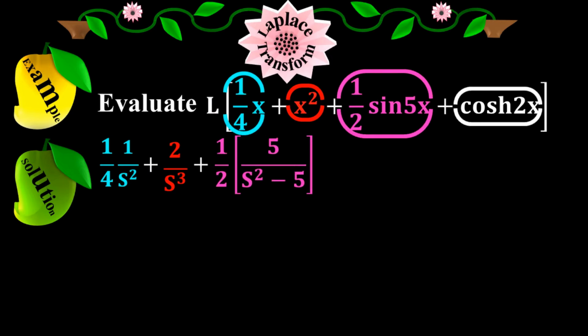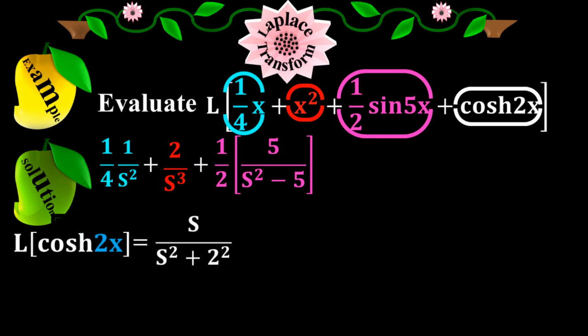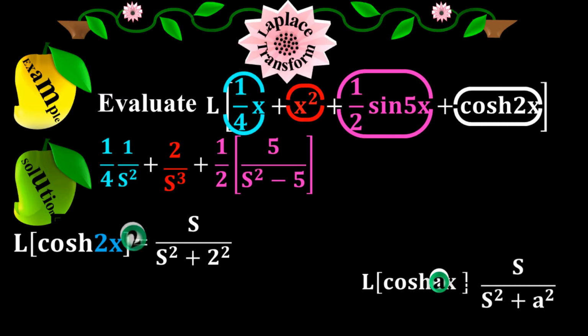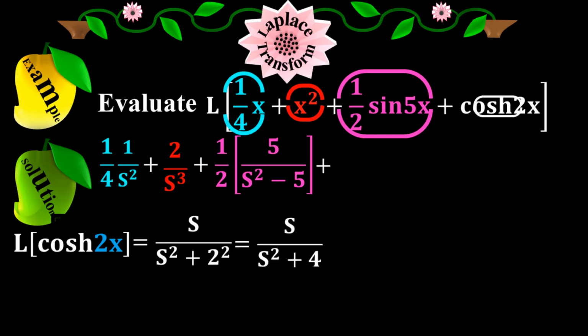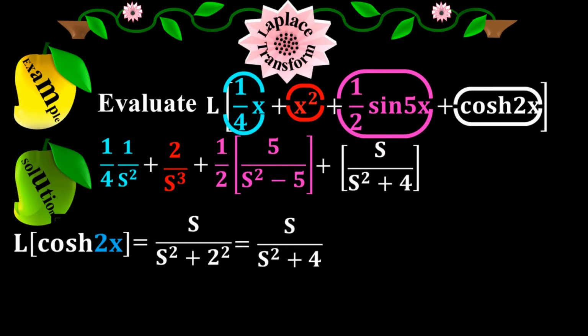Then take this one, cos h2x. Laplace of cos h2x equals s over s square plus 2 square. It is according to this formula: Laplace of cos hax equals s over s square plus a square, where my a is 2. 2 square equals 4, so I will have s over s square plus 4. Put here plus s over s square plus 4.